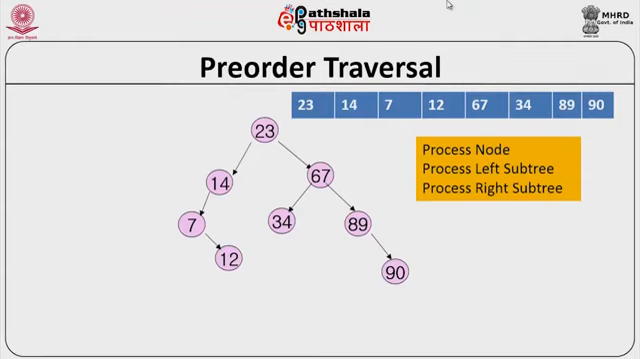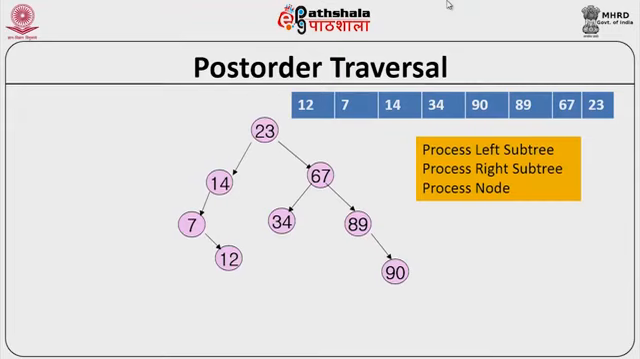Now, similarly, you have post-order traversal. In post-order traversal, remember you have to process the left subtree, process the right subtree and then process the node. So, here again you start with 23, you do not process it, you go to the left subtree of 23, 14, you should not process that, you process the left subtree of 14, which is 7. If 7 had a left subtree, you would have had to process that, but you do not have a left subtree.